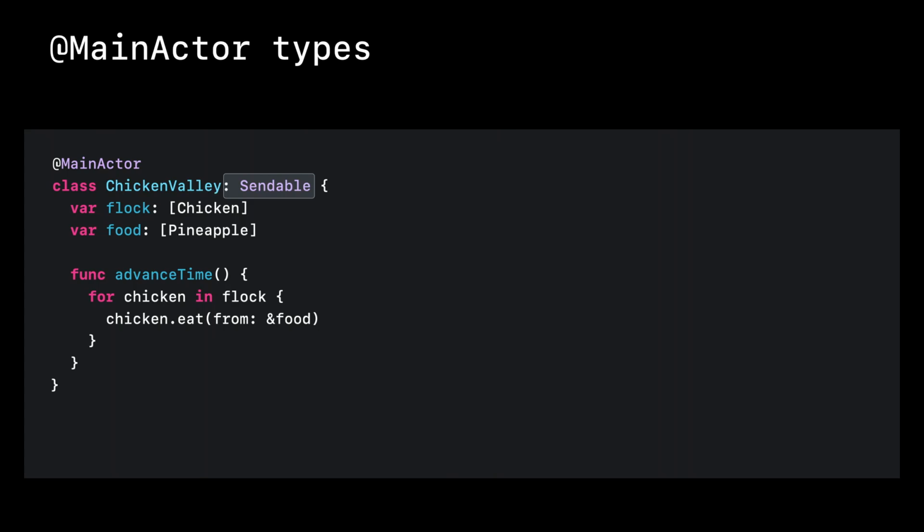This makes the main actor annotation suitable for your UI views and view controllers, which are necessarily tied to the main thread by the frameworks themselves. You can share a reference to your view controller with your other tasks and actors in your program, and they can asynchronously call back into the view controller to post results. This has a direct effect on your app's architecture.